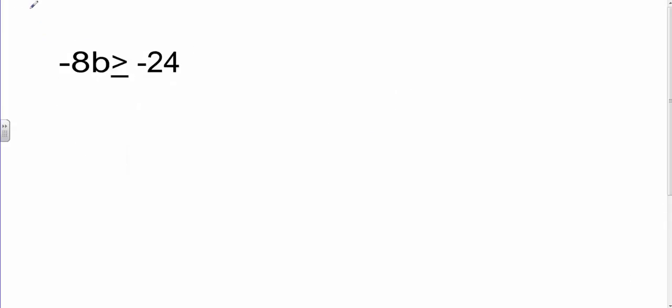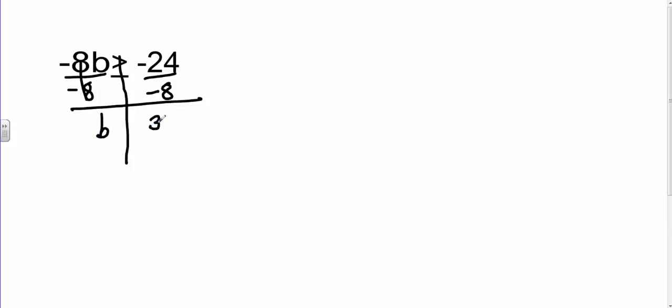Okay, here's where the change comes in. Whenever you're dividing by or multiplying by a negative number, you have to switch the direction of the sign before you're finished with solving the inequality. So this is what we do. We draw our line. We divide by negative 8 on both sides. These mark out and we're left with b and positive 3 because negative divided by negative is positive.